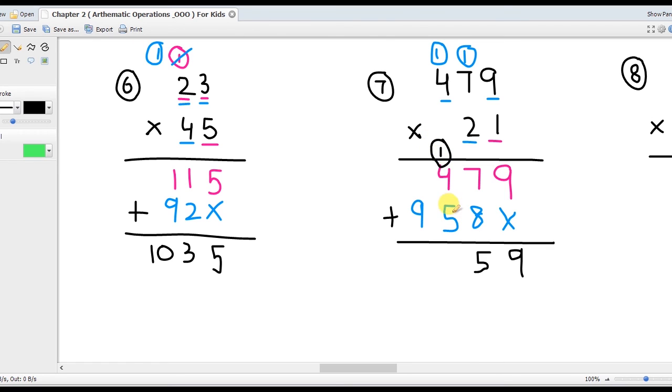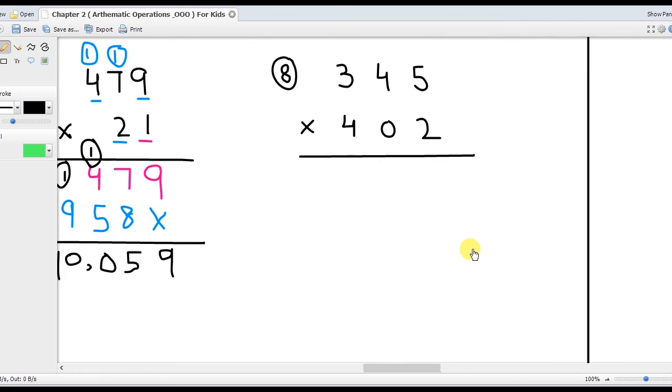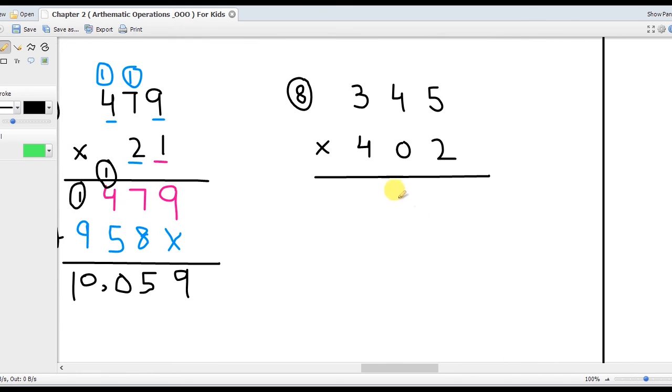Okay. So 1 plus 4 is 5. 5 plus 5 is 10. So write 0 here. 1 goes on carry. And 1 plus 9 is 10. So the answer is 10,059. Okay. Moving on to the last question.